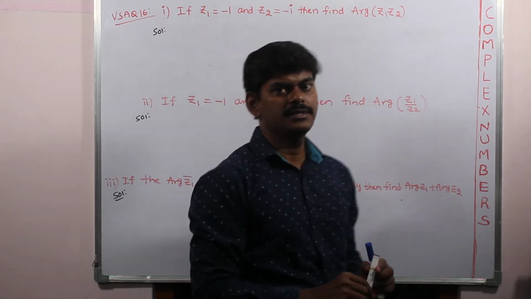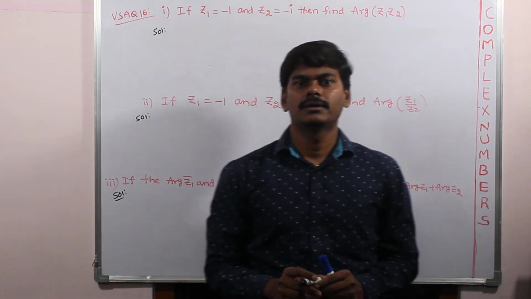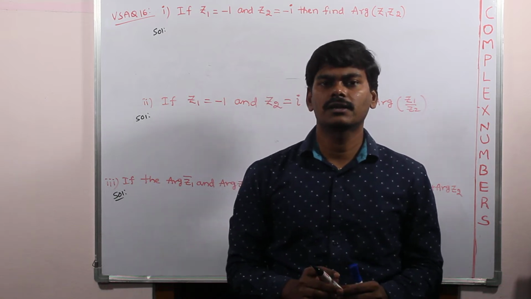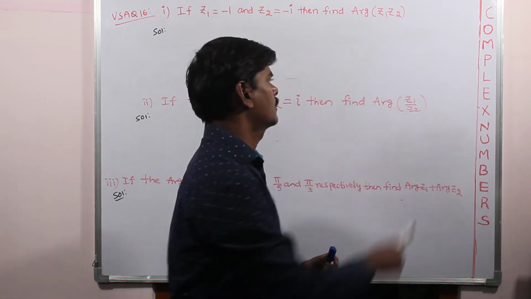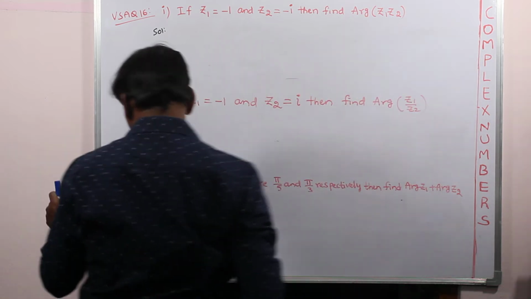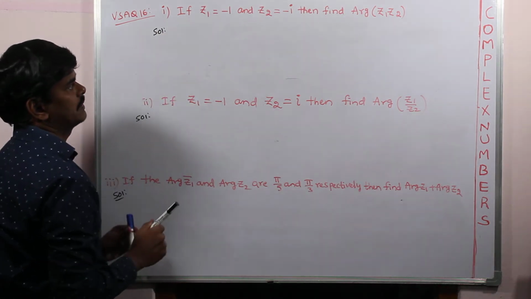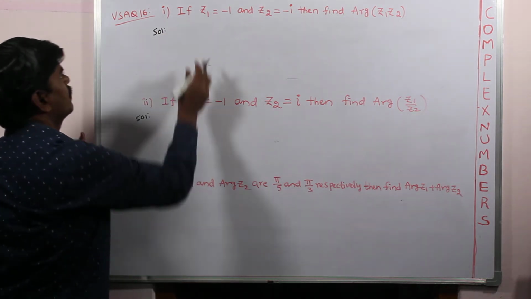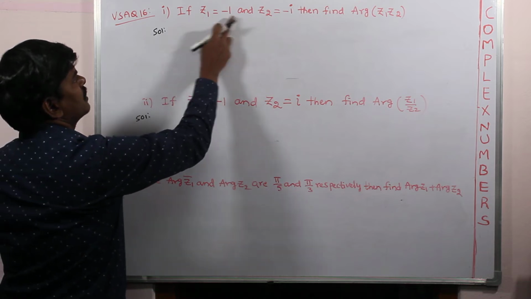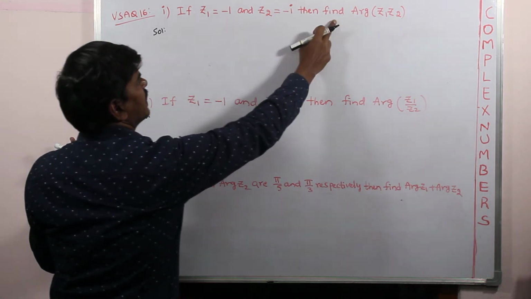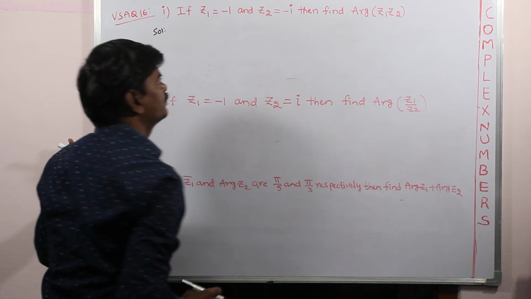Hello students, in this video we are going to learn some important very short answer questions from the chapter complex numbers. Okay, let us see the first question. These three are very important problems. Do practice. We have given z1 = -1, z2 = -iota. Find arg of z1 z2.